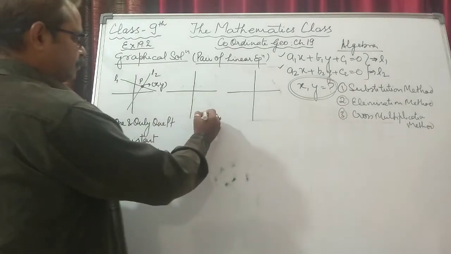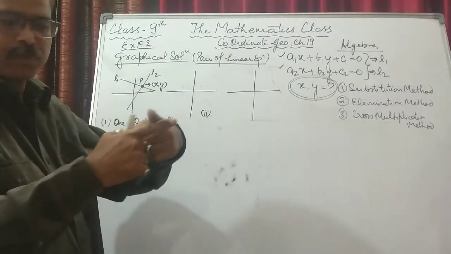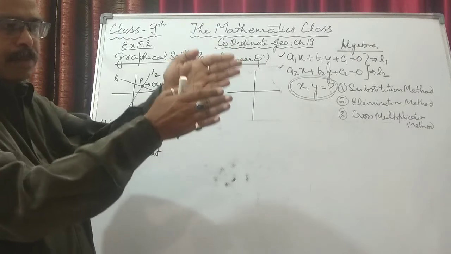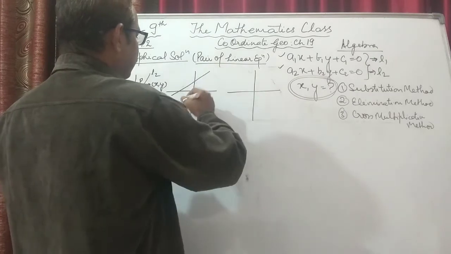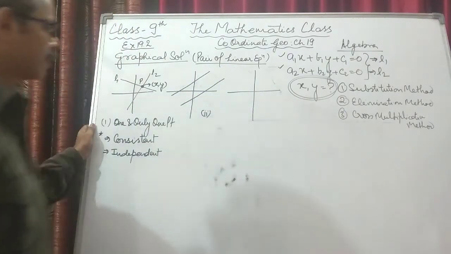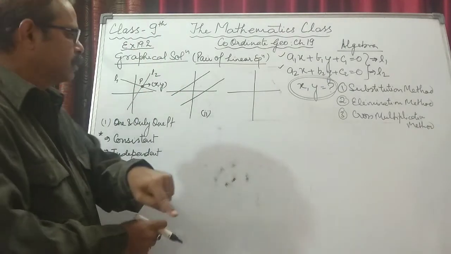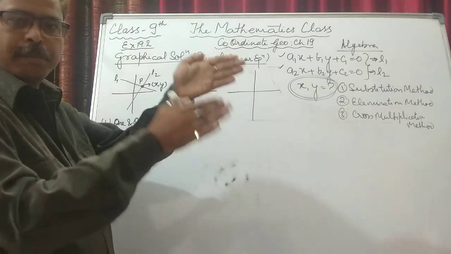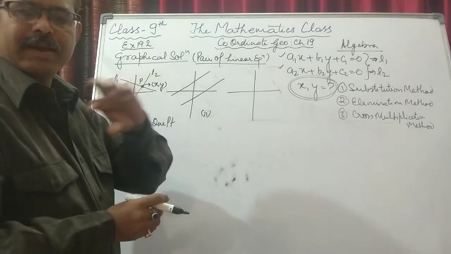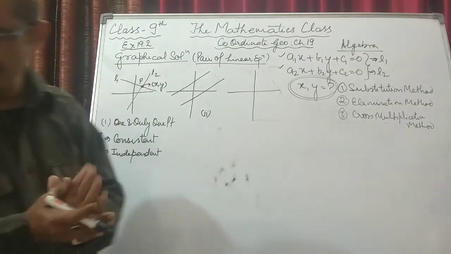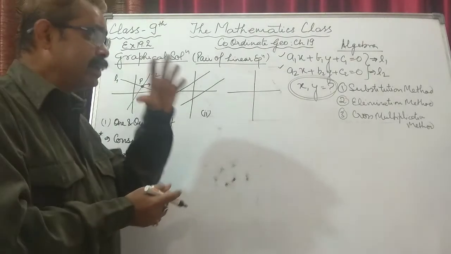Now the second point: if they do not intersect each other at one point, they will be parallel to each other. So now I am drawing two parallel lines. If they are not going to intersect, then the second possibility is that they are parallel to each other. And you know that parallel lines do not intersect anywhere, even if you extend them to infinity. So it means that they do not have any common solution.